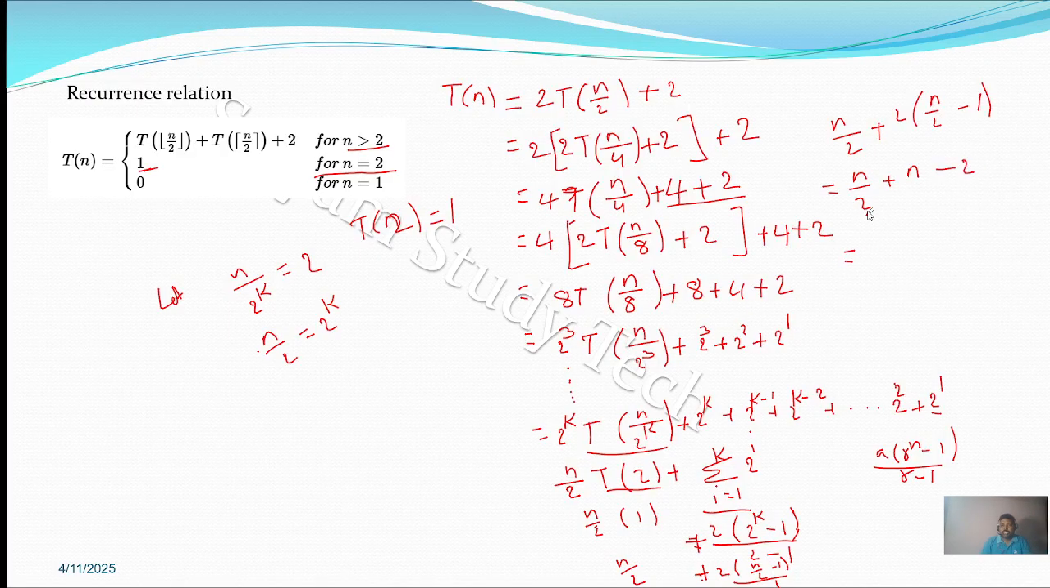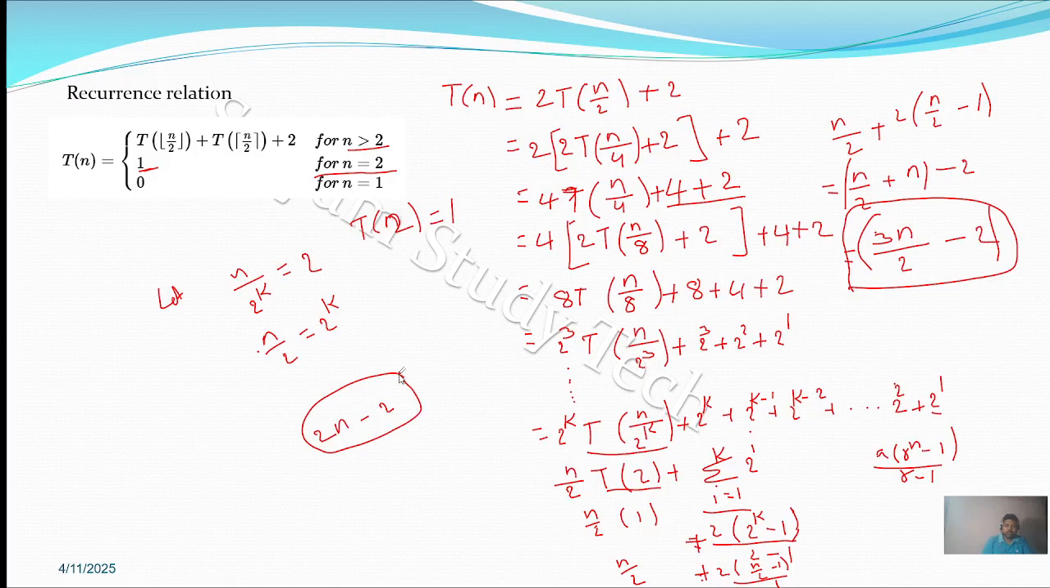Now n/2 plus n, that is 3n/2, minus 2. So in the recursive call here you can find the minimum and maximum. So the number of comparisons required is 3n/2 minus 2. In the straightforward method, 2n minus 2 comparisons are required.